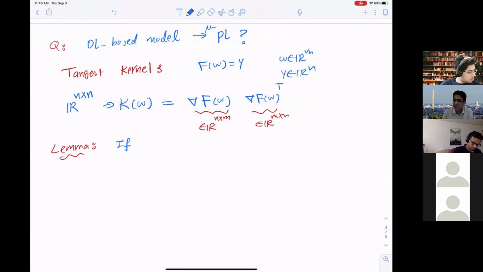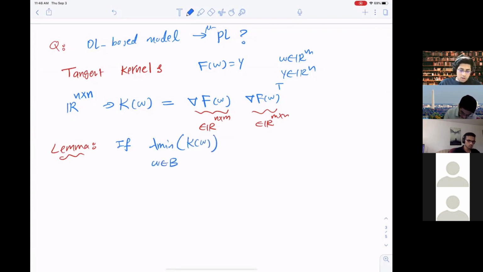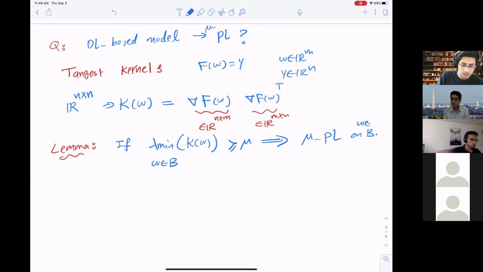So this tangent kernel is a positive semi-definite matrix, right? Because it is in the form of a matrix times its transpose. So in other words, all of its eigenvalues are non-negative. But if I look at the minimum eigenvalue of this K_W, my tangent kernel, over the region that I have, if the minimum eigenvalue is bounded away from 0 by a constant mu, then I have the PL condition with a constant mu on that ball, that I have for my parameter space.